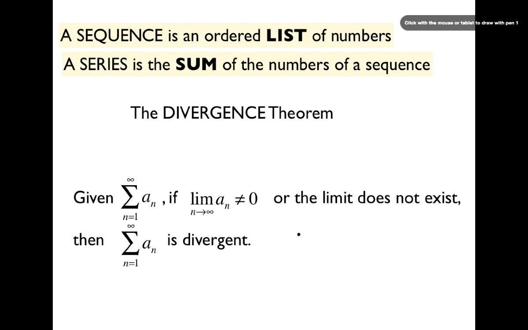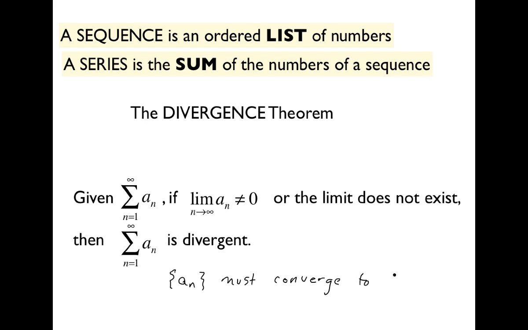So what are we saying? The sequence must converge to 0 in order for the sum to be finite.